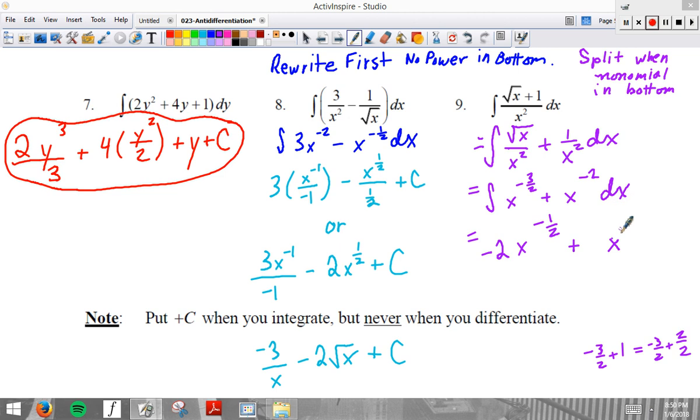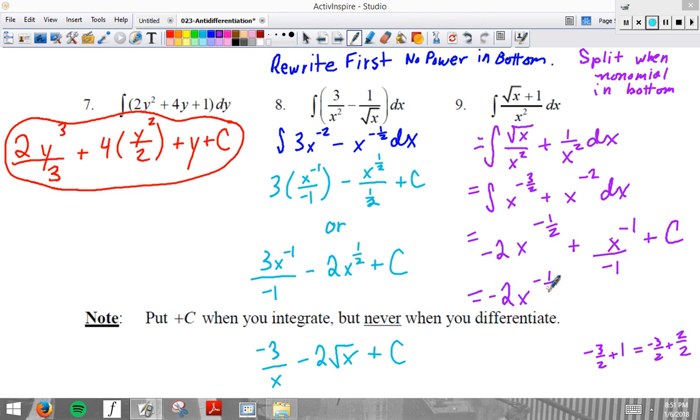Negative 2 plus 1 is negative 1. Instead of dividing by negative 1, I'll just make it times negative 1 plus c. Dividing by negative 1 is the same as multiplying by negative 1. So that's fine. So is this. Okay? I'd probably more likely to make that.